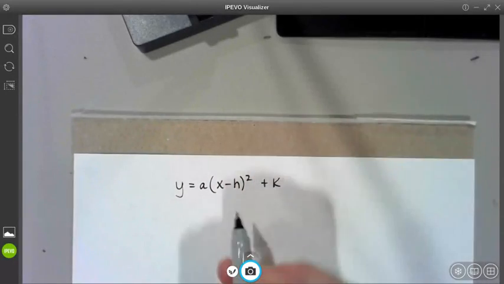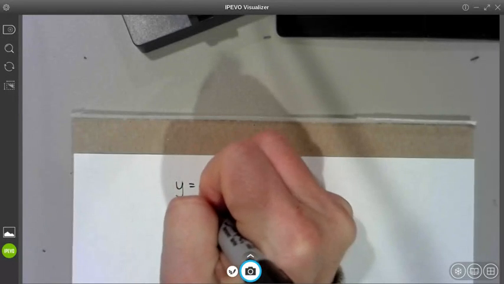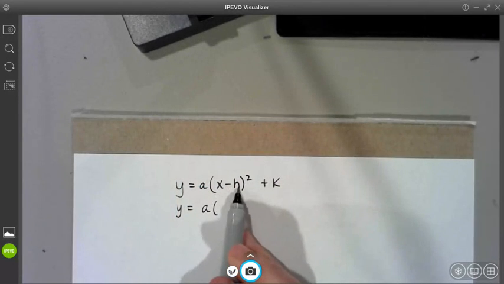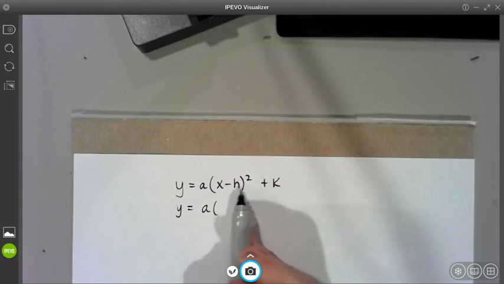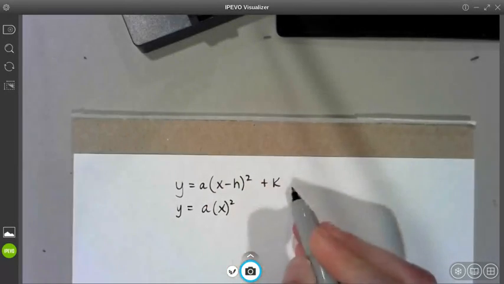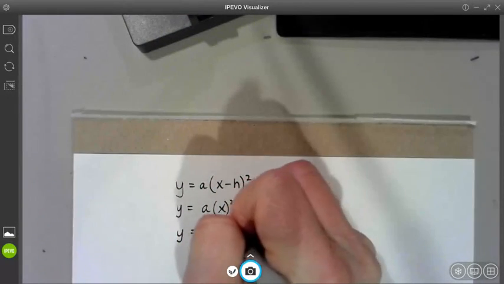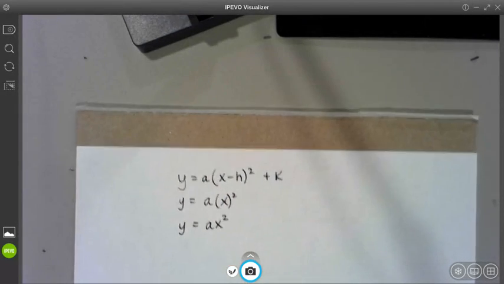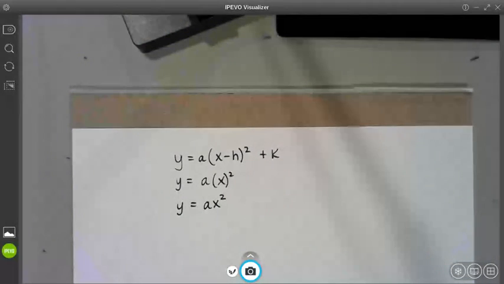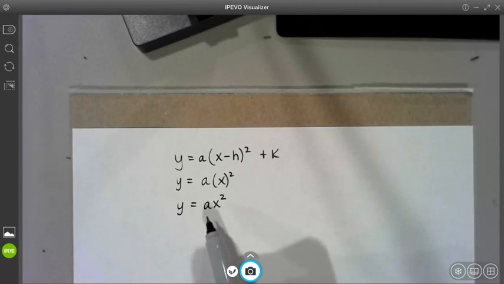So if the center is 0, 0, that's going to leave you with y equals a times x minus 0 is x, squared is x. So you basically get x and then squared and then plus 0. So really it becomes y equals a times x squared. That's going to be the equation of your parabola right now with a center at 0, 0. So we do need an a value in order to work with this equation. Well, we do know a point or a couple points that are on this parabola.